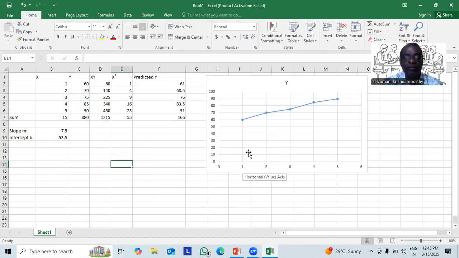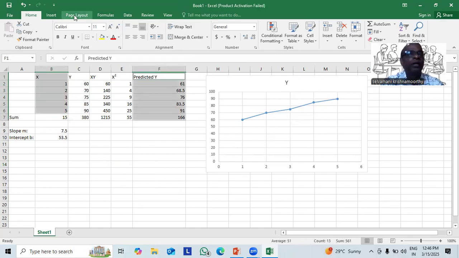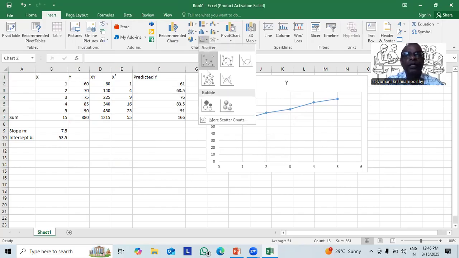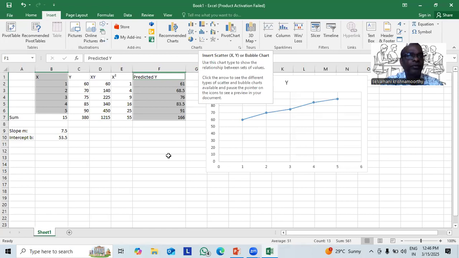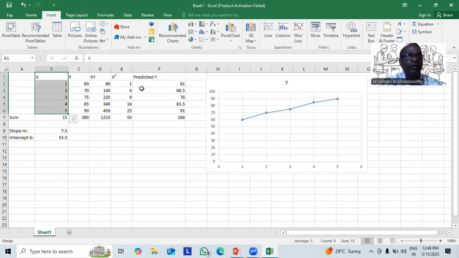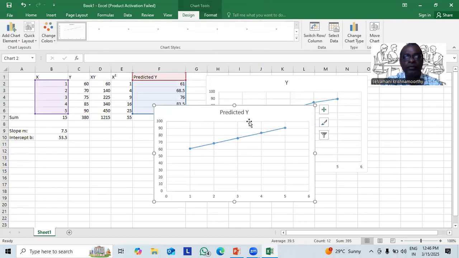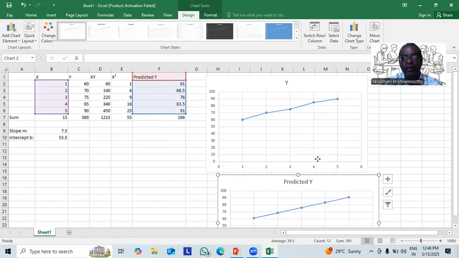But my aim is x and y, the exact one. That means 1 hour means 60 marks, 2 hours means 70 marks, 3 hours means 75, like this. So the number of hours along with predicted y. Go to insert, scatter, line chart. Here, line chart. See here, the exact line I gave. There you go, it is clear. Any doubt? Good. But our aim is not solved.